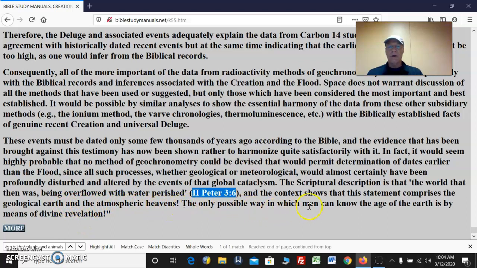The only possible way in which men can know the age of the earth is by means of divine revelation, because factors change and there's so many things that are unknowable. Looking at things in the present, you can't assume everything in the present is the way it is unless you have a belief system that wants to force it, and that's what evolution is all about.